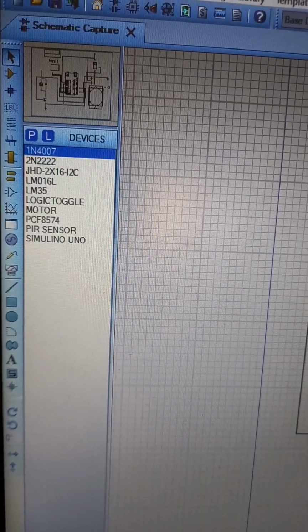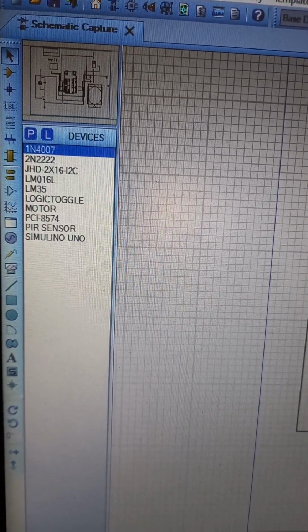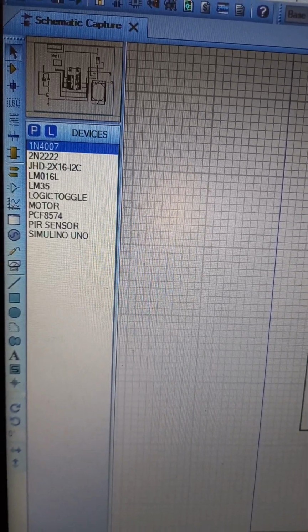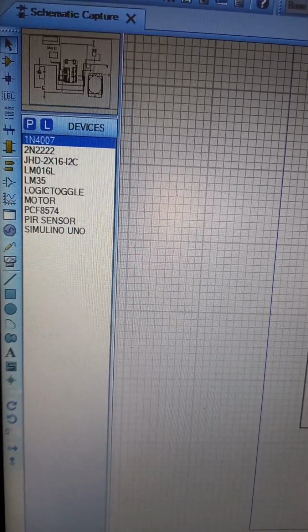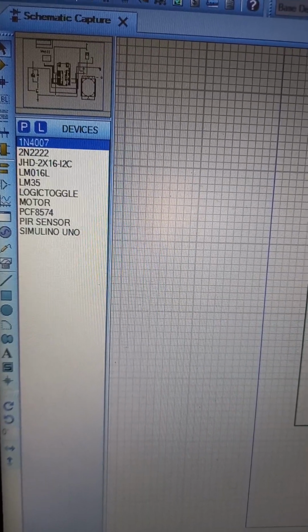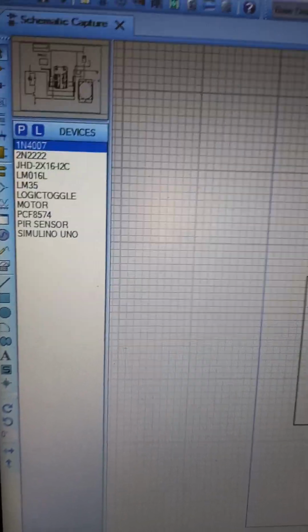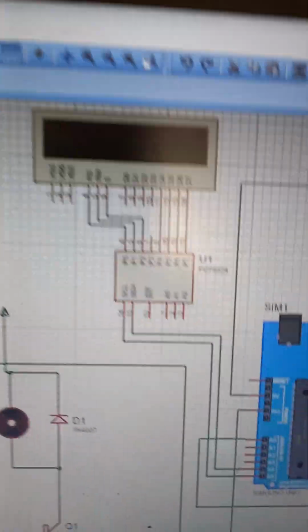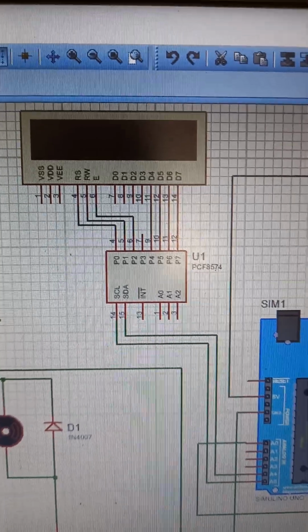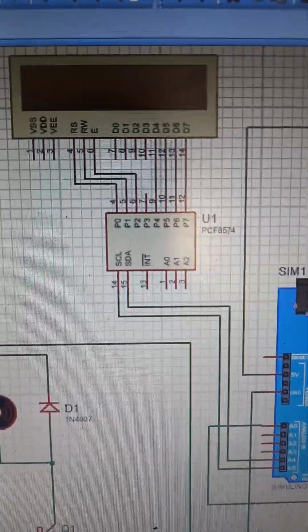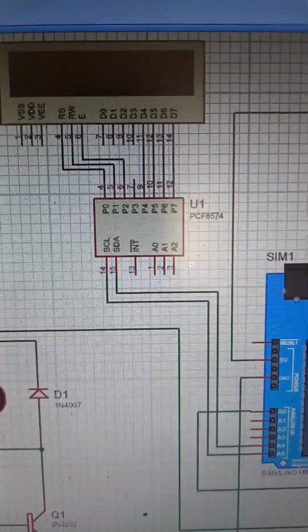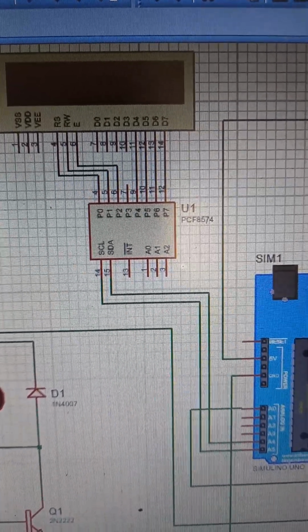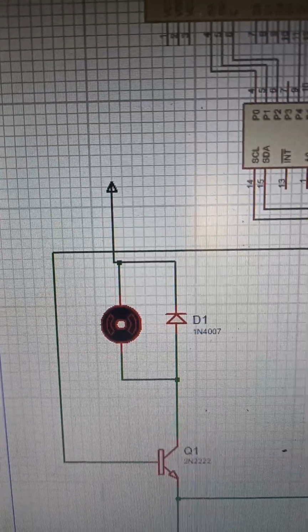Then, because we are using an LCD with I2C, we have that chip here. It is PCF8574. Then we have the passive infrared sensor. Then our microcontroller, Arduino Uno. This is the circuit, as you can see. This is the LCD. Then the I2C chip. We are using PCF8574. Then we have our motor here.